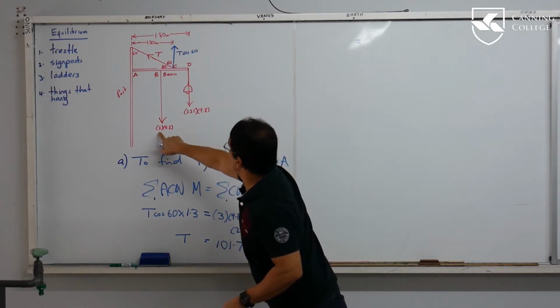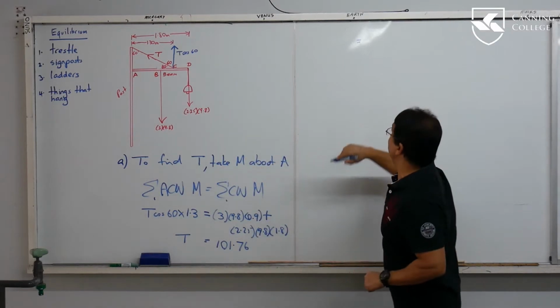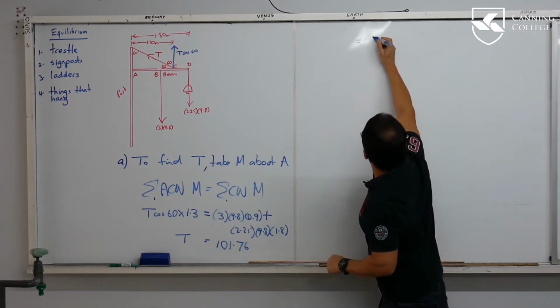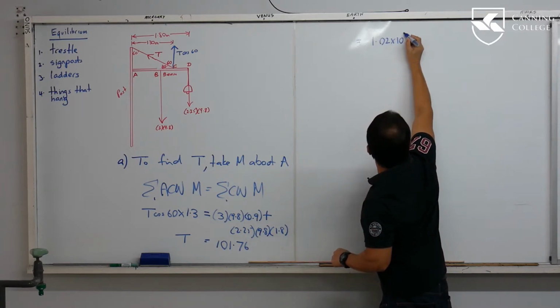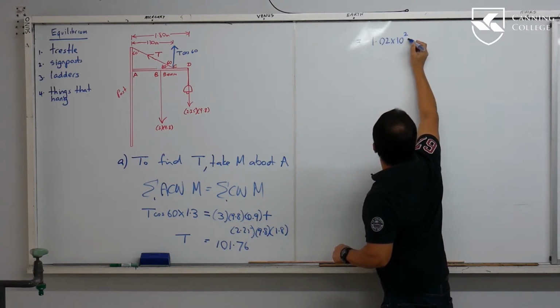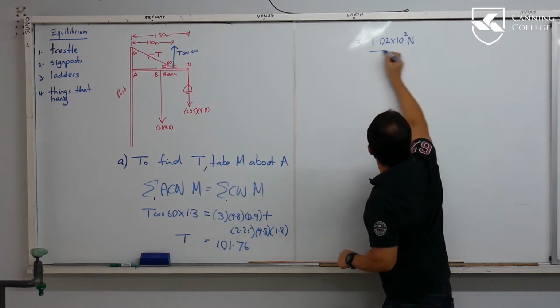I tell a lie. That should be 3.00. Pardon me for that. All right, so what I'm going to get here is 1.02 by 10 to the power of 2 newtons. And I'm going to underline that.